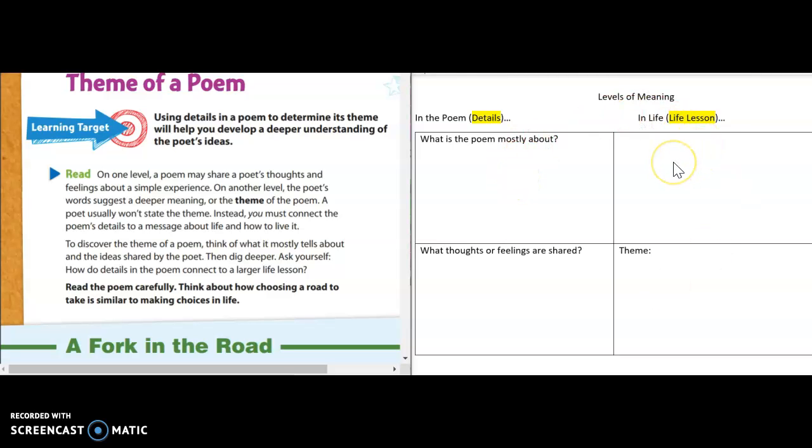I know we've talked about what it means to make an inference before. So in this section, we're focused on more of that bigger, broader picture of the life lesson. So we're going to talk this through to help us determine the theme of the poem.